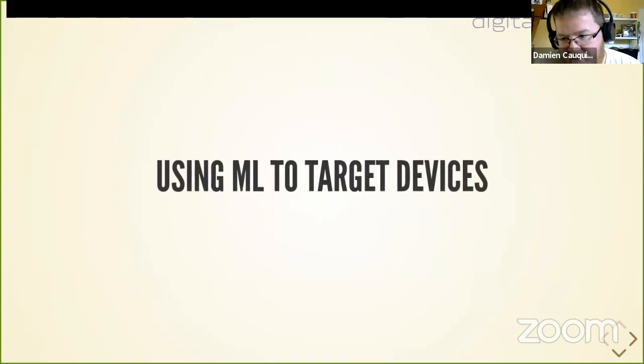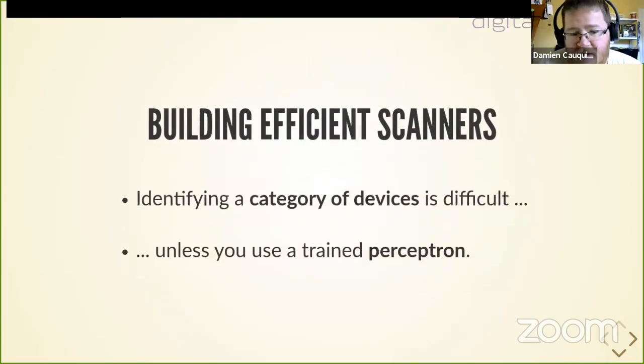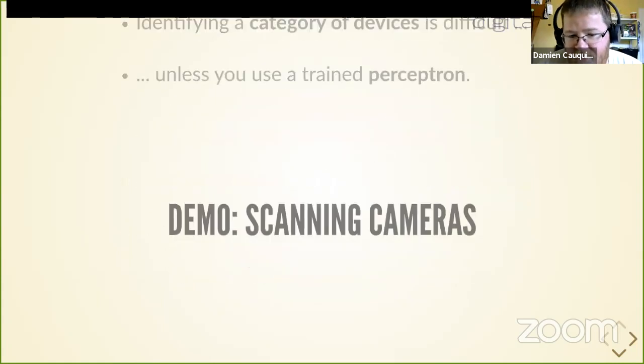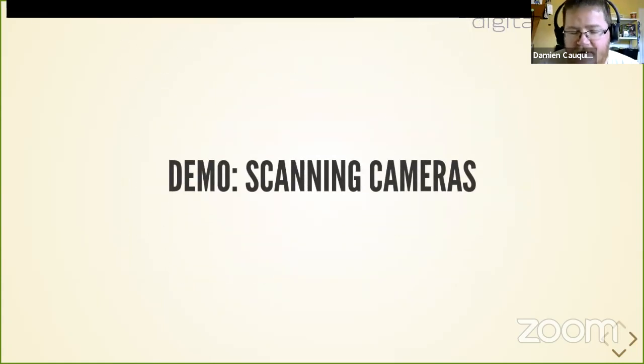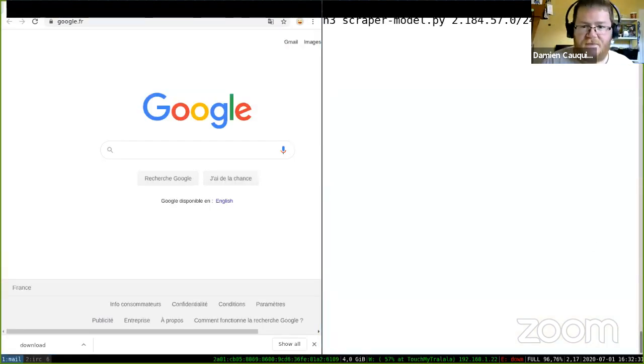So the first thing is that you can use machine learning to target devices, instead of just using some scanner matching some patterns. And this is what I've done. I created a specific perceptron to detect security cameras. And by doing this, I can spot the cameras available on the internet. So let's have a look at it.